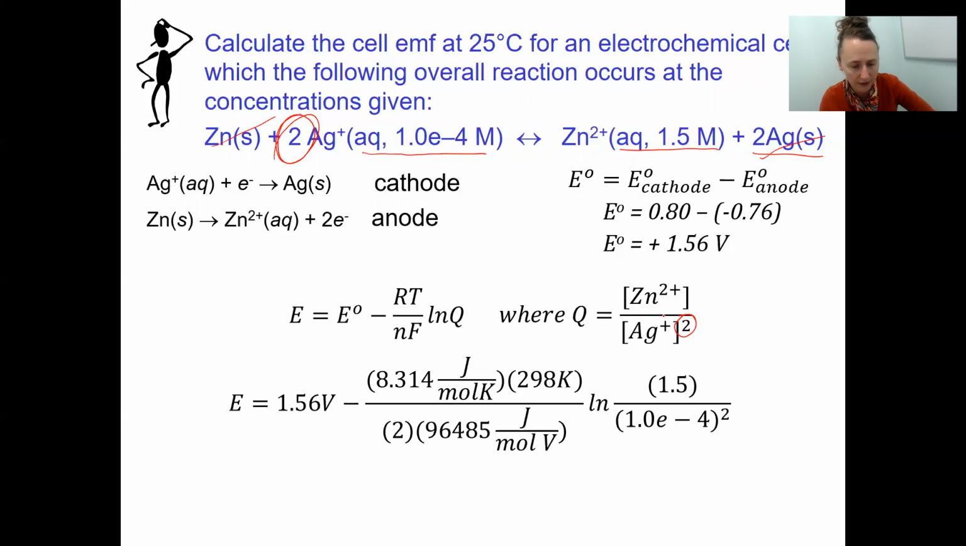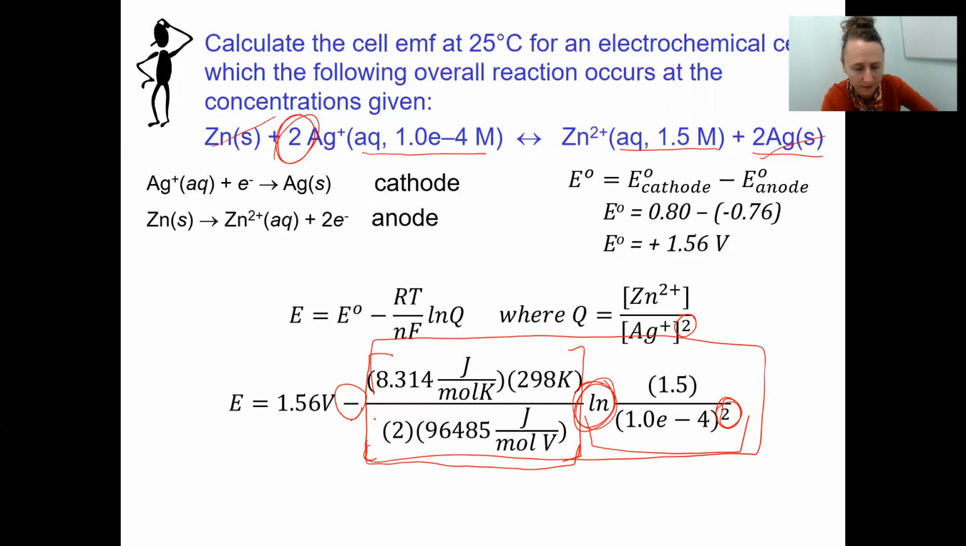All right, so once we plug everything in, we have our standard potential of 1.56, and we're going to subtract this big expression of a bunch of different numbers, RT over NF, and don't forget your natural log or your squared. Those are very easy to forget. So you're going to do your natural log and figure out that number, and multiply these two together. And then you're going to subtract from the standard cell potential, where you get a positive 1.32.